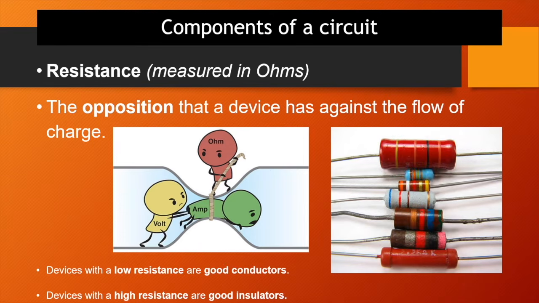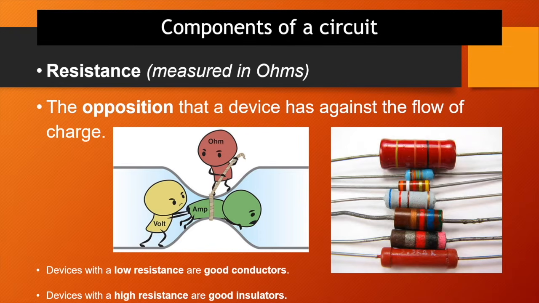Now, resistance. Resistance is the opposition of a device that it has against the flow of a charge, and resistance we measure in ohms. All circuit components will offer some type of resistance, as they need to convert electrical energy into another type of energy. A device that has a low resistance means it is a good conductor of electricity, and devices that have high resistance are considered to be good insulators, as not much electrical energy can flow through.